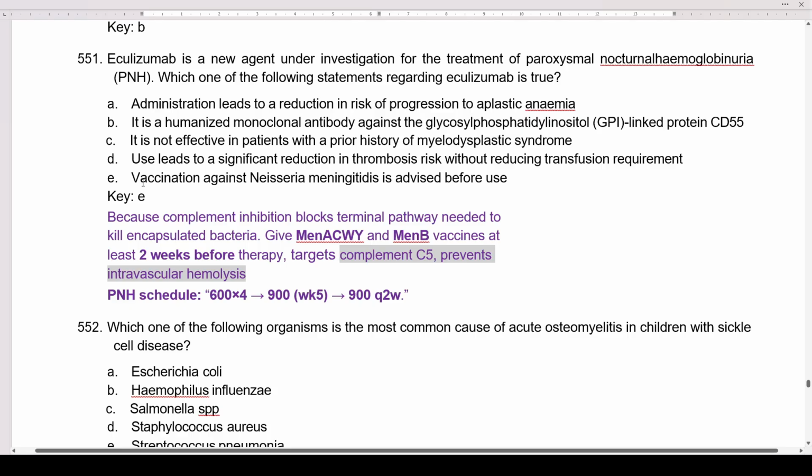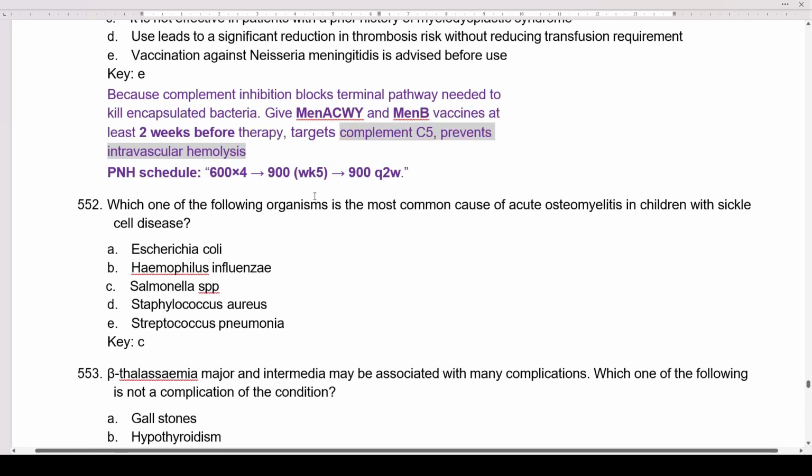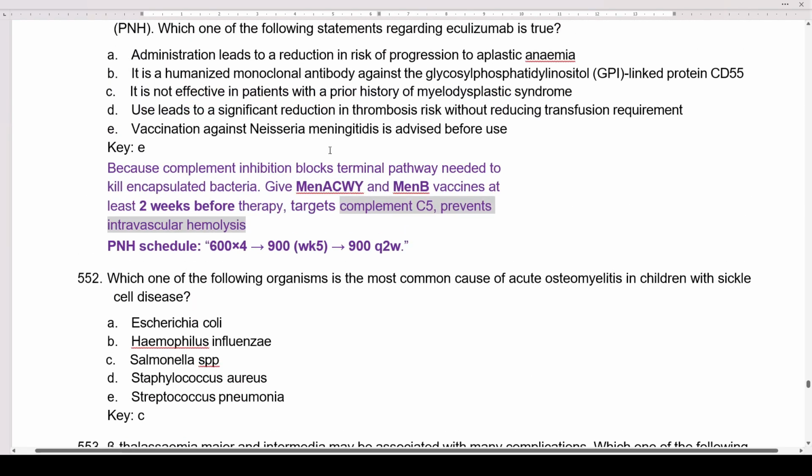Two weeks earlier, we have to vaccinate the patient against Neisseria. Why do we do this? Because it is an anti-C5, and it blocks the complement pathway. It blocks the final steps of the complement pathway, and due to that, these patients are prone to get infections by encapsulated bacteria. So for that, we need to vaccinate the patient and give them a meningococcal vaccine 2 weeks before therapy. Okay, so option E is correct, others are wrong.